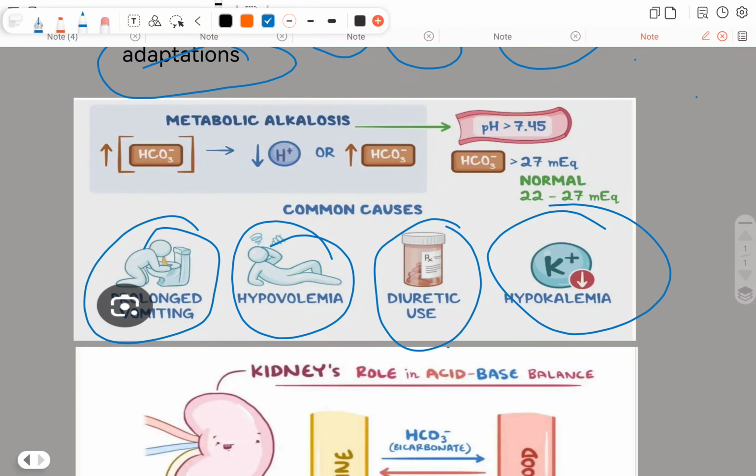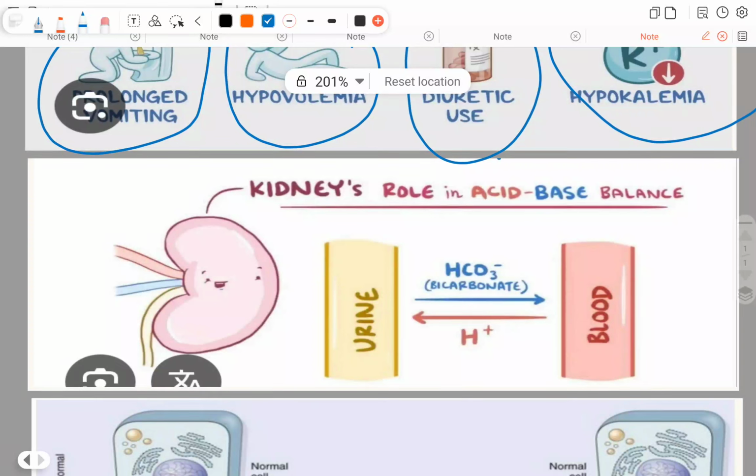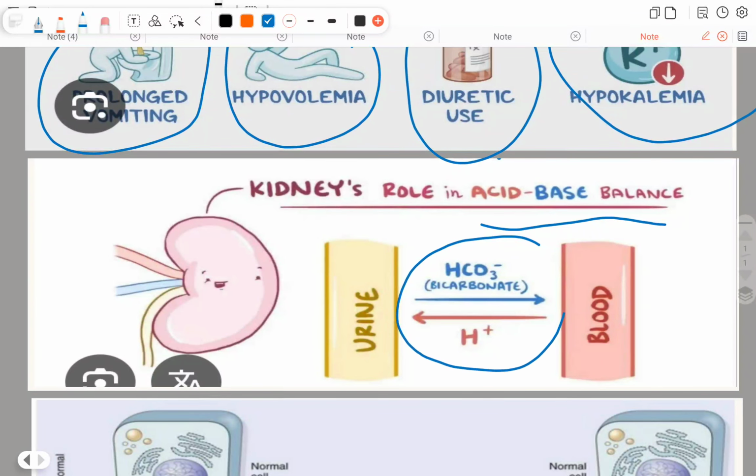Now, the kidney's role in maintaining the acid-base balance. Look at that. The kidney has many functions, and one of the most important is normalizing and stabilizing the acid-base balance. The hydrogen ion and the hydrocarbonate ion: the hydrocarbonate ion is necessary for the base, and the hydrogen ion is for the acid.